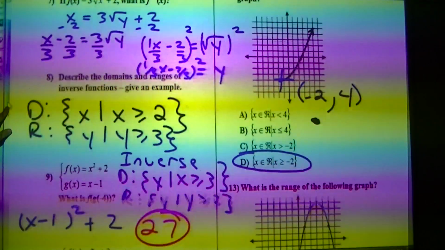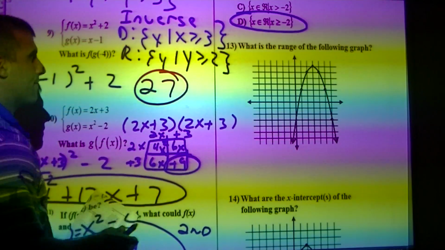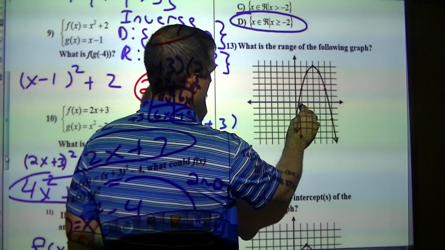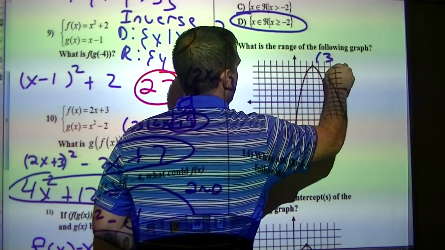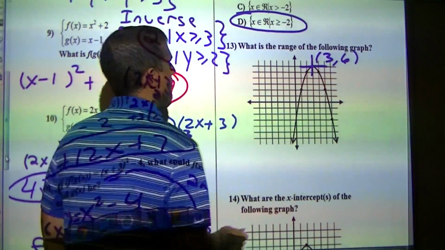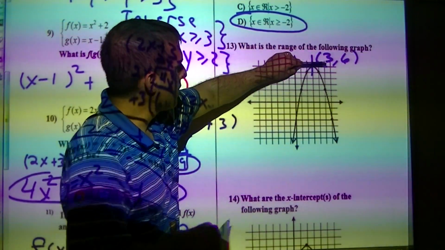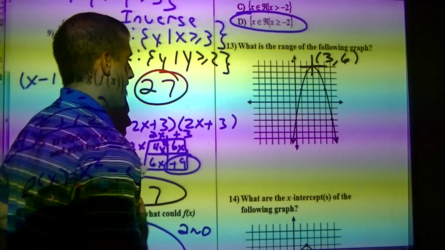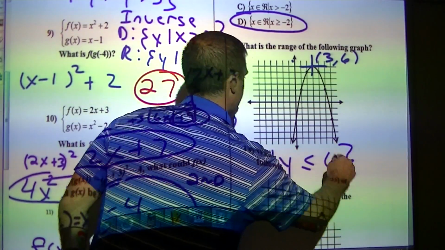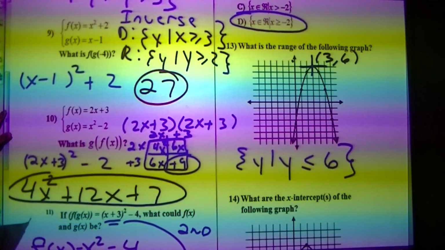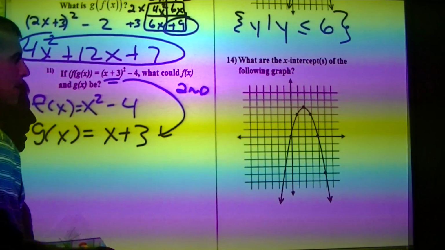Okay? Number 13, what is the range of the following graph? All right? Okay, so I got 1, 2, 3, 1, 2, 3, 4, 5, and 6. So that's 3, 6. Okay, since I'm doing range, I look below all my graph is. Okay, so what I got is all real numbers such that y is less than or equal to 6 because everything is below.